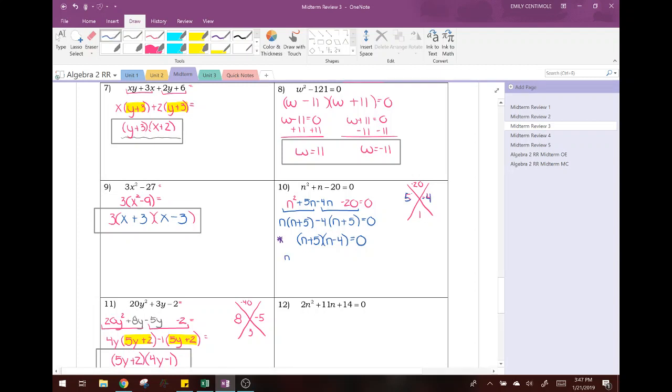So now I'm going to set n plus 5 equal to 0. I'm going to set n minus 4 equal to 0 and solve individually, so I get n equals negative 5, and I get n equals 4. This was a solving question, so circling up those two final answers.